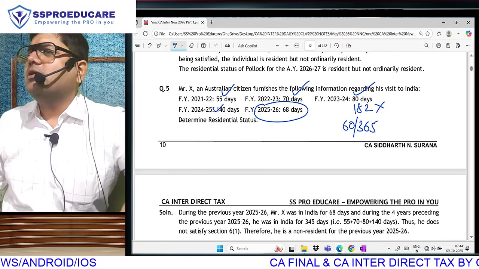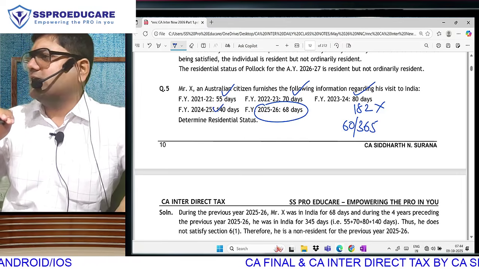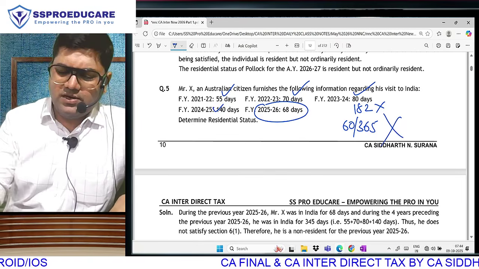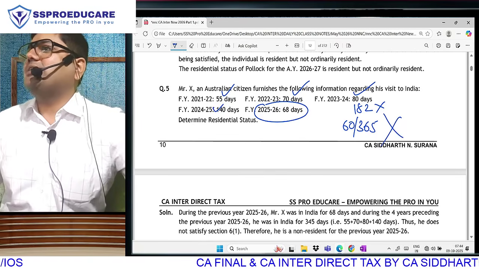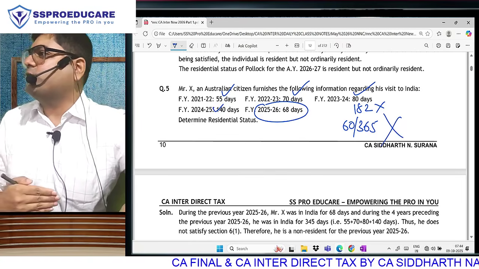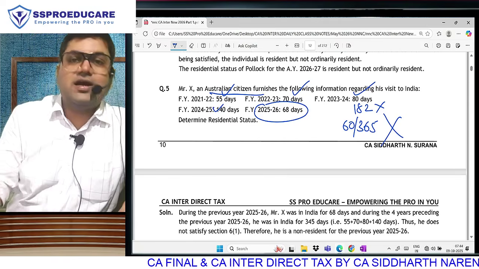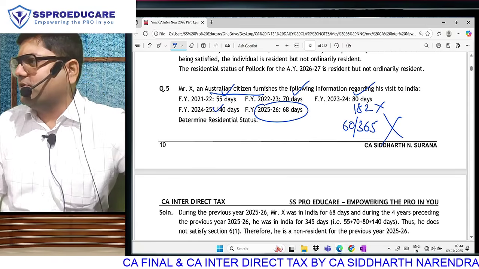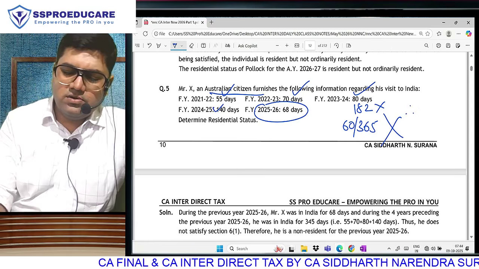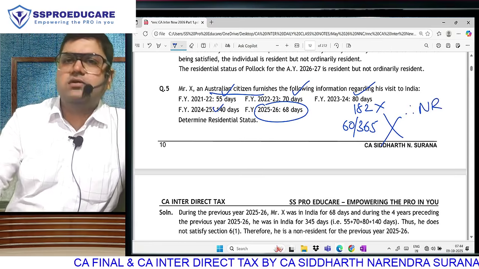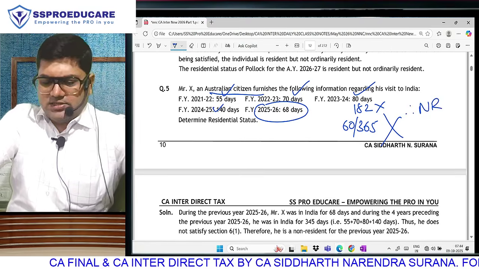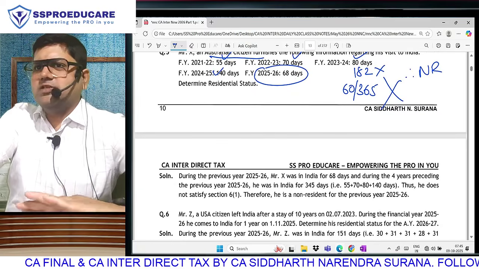Why applicable? Because he is not a citizen of India or a person of Indian origin, so it is not fulfilled. And obviously, for deemed resident, the first condition is that you have to be a citizen of India. So we can't apply that also. Details of income are not given in any case. Therefore, do you understand the conclusion? The taxpayer is a non-resident. It's a solved question. A very small question.